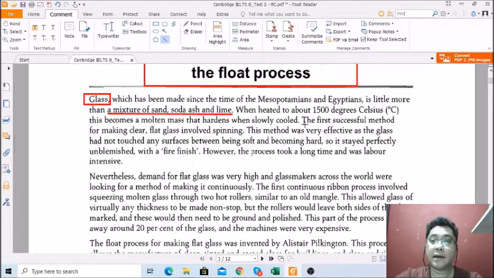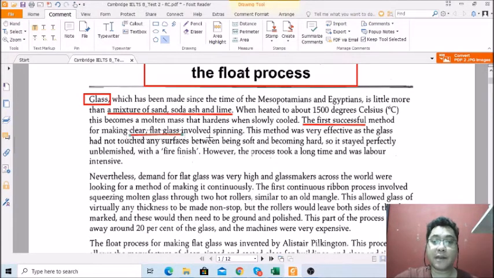Then it's always interesting that you need to pinpoint the word "first." Be careful, because the word "first" is something unusual and usually it will be asked in the question. So you had better underline the word "first." Successful method for making clear flat glass. So "clear flat glass" as well should be underlined, and involves spinning.